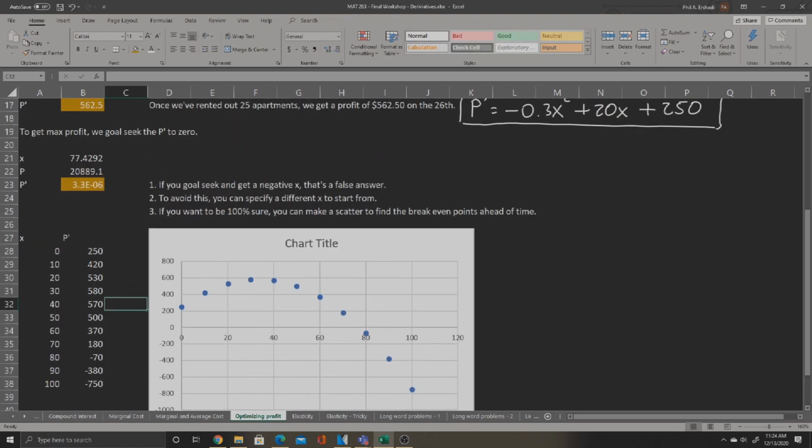Now, when we actually did the goal seek, we found that x was 77.4292. So that's what we should be renting out. The negative 10, of course, doesn't tell us anything useful. Also, if they do ask for the profit at that level of demand, we can say that if we did rent out 77.42 apartments, we would have a profit of $20,889.10.